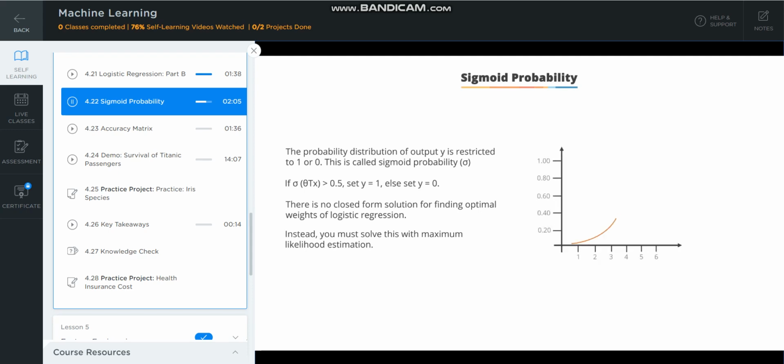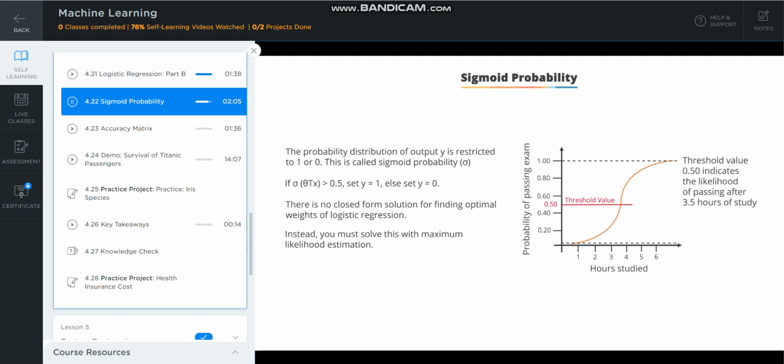Consider the first example, which we took for logistic regression. To apply sigmoid probability, you need to find the threshold value, which indicates that something more than that value will get rounded off to the higher end value, and something less than the threshold value will get rounded off to the lower end value. In this case, if the probability is greater than 0.50, the value will get rounded off to 1. This indicates that the student will pass the exam. And if the probability is less than 0.50, the value will get rounded off to 0, which indicates that the student will fail the exam.